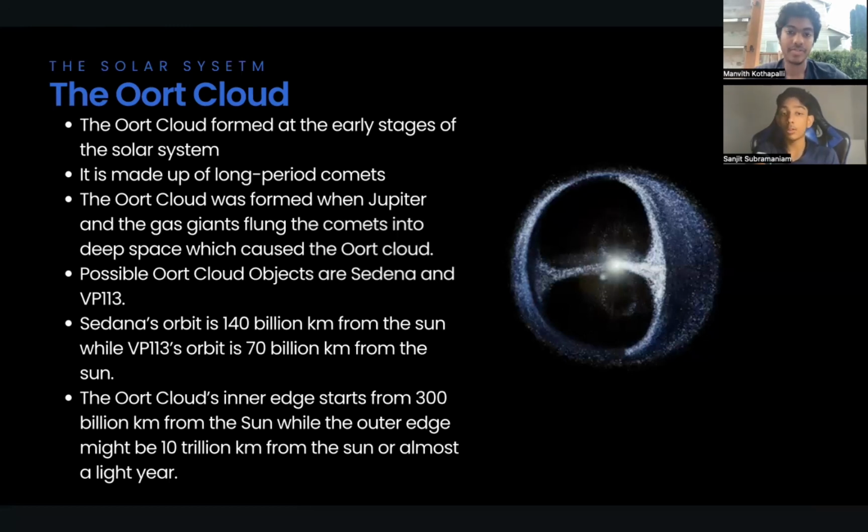We haven't discovered any Oort cloud objects yet, but two objects we might think are Oort cloud objects are Sedna and VP113. Sedna's orbit is 140 billion kilometers from the sun, while VP113's orbit is just 70 billion kilometers from the sun. The Oort cloud's inner edge starts from 300 billion kilometers from the sun, while the outer edge might be 10 trillion kilometers from the sun, or almost a light year. Next up, we're going to be talking about the Hill sphere.